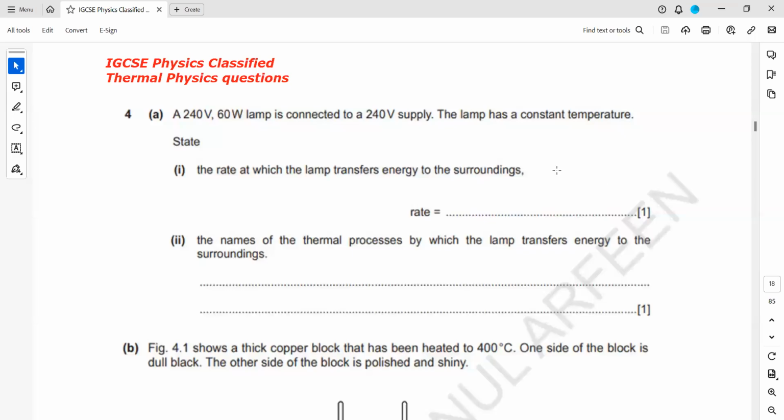Doing from the thermal physics questions from page 18 onwards.